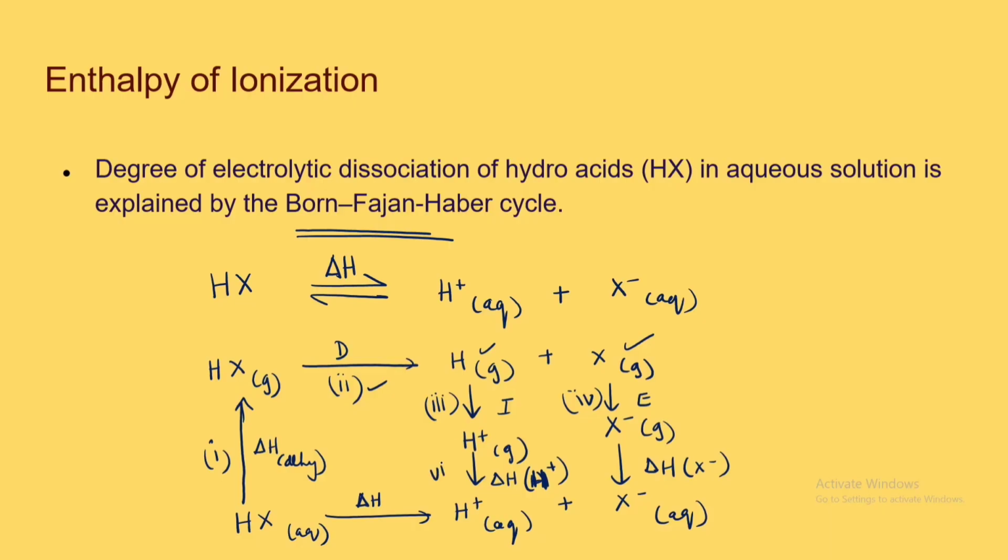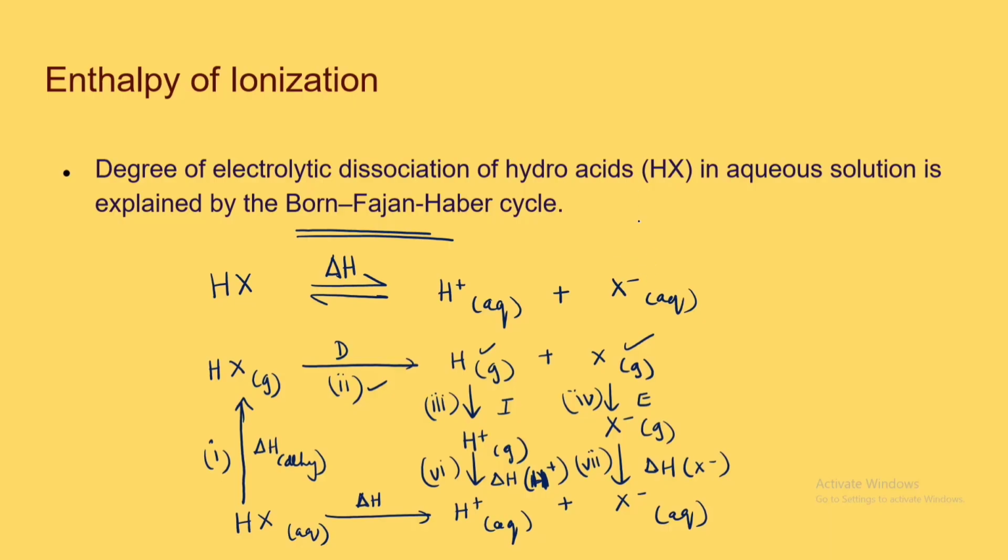So let me mark it as the sixth one here. This is the enthalpy of hydration, where the H plus in the gaseous state converts into the H plus in the aqueous state. This is also negative because energy is released, right? Even when I'm talking about the enthalpy of hydration here, that is the last step, which I'm going to mark as 7. Here, this is for the X minus ion. So here also, this energy is released, so delta H has a negative value.